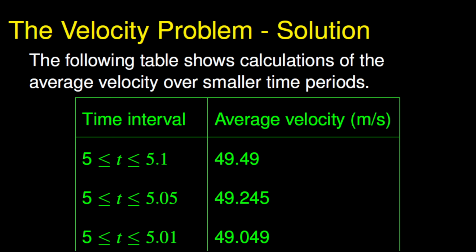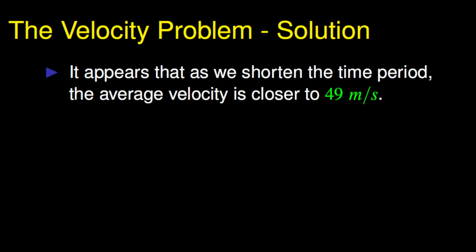We can see that over the time period from t equals 5 to t equals 5.1, the average velocity is 49.49. Over the time interval from t equals 5 to t equals 5.05, the average velocity is 49.245. Finally, over the time interval from t equals 5 to t equals 5.01, the average velocity is 49.049. It appears that as we shorten the time period, the average velocity is becoming closer to 49 meters per second.